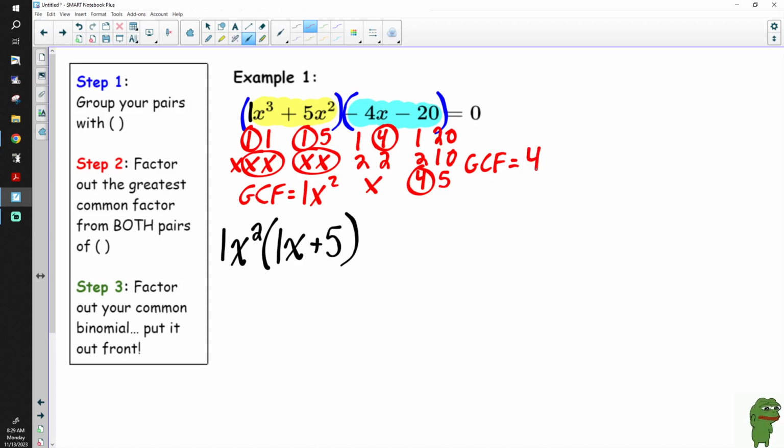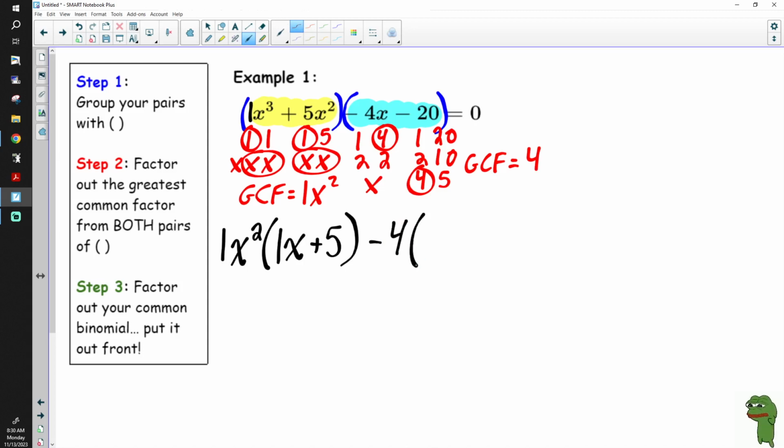Now the whole point of grouping is that when we divide our GCF out, we want what's left over to be exactly the same as what was left over in the first group. So if I divide negative 4 by 4, what do I get? Negative 1, but I want it to be positive 1. So instead of dividing out a positive 4, I'm going to divide out a negative 4, and that's going to go out front.